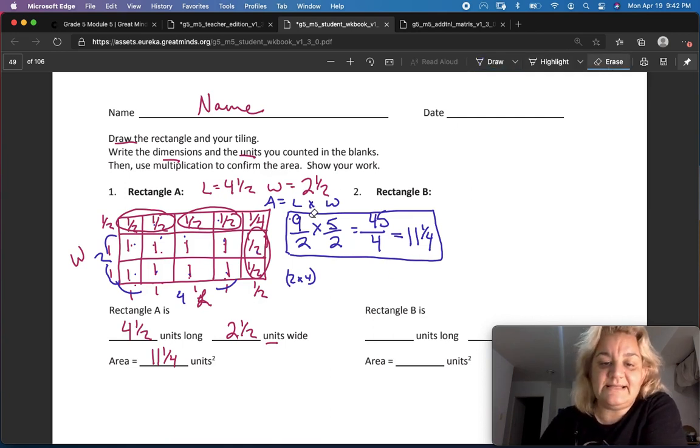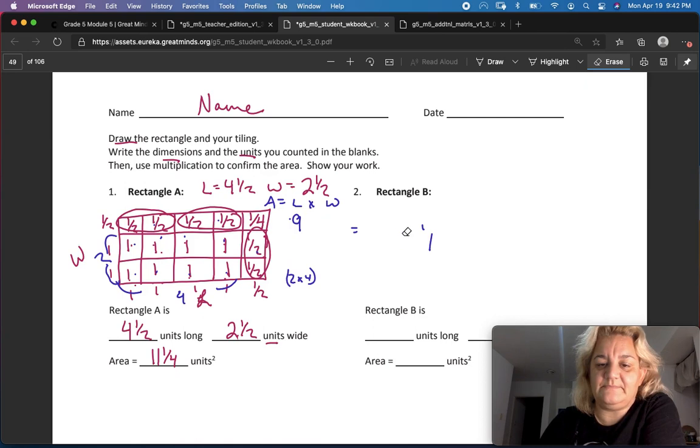I'll show you that one on the next one. Okay, so write this down if you want to write it down. I'm going to erase it. You do need to show your work. It should be on your paper, but I need enough space to do rectangle B. So I'm going to erase this, and I hope you wrote that down. You can always go back in the video and write it down again.